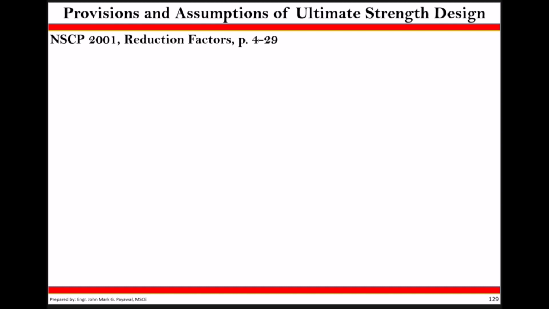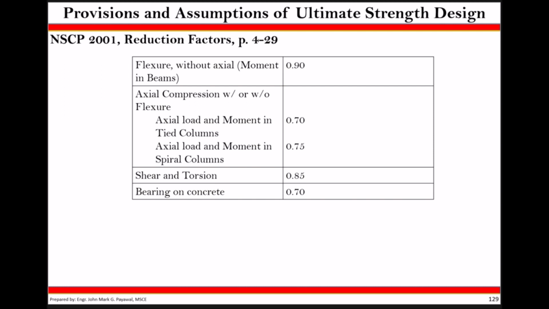The reduction factors are taken from NSCP 2001 here. Under flexure without axial moment in beams, the reduction factor is assumed to be 0.9. Ibig sabihin, for me to get my design strength, I can have it equal to my phi multiplied by m sub n. If I have my nominal resistance that can be computed, I can just adapt phi equal to 0.9 when my member is subject to flexure and it is without axial, or moment in beams. So because this is USD in beams, kapag 2001, laging 0.9 yung gagamitin nating reduction factor.